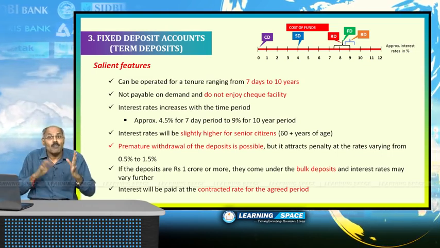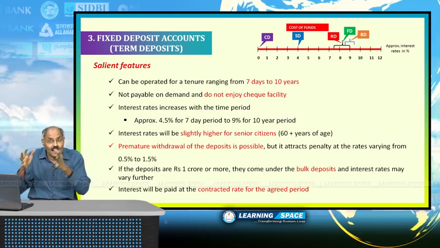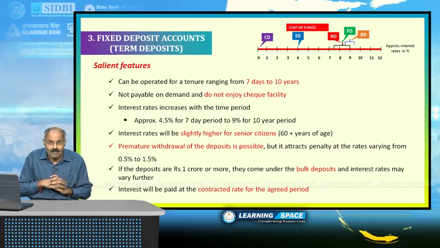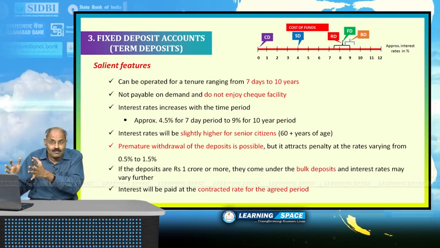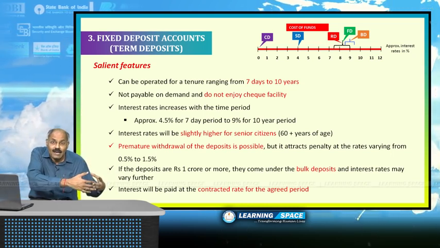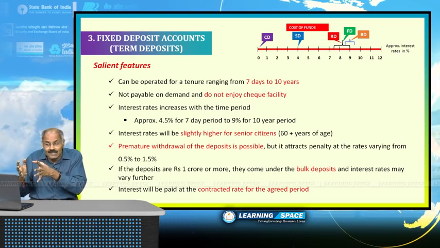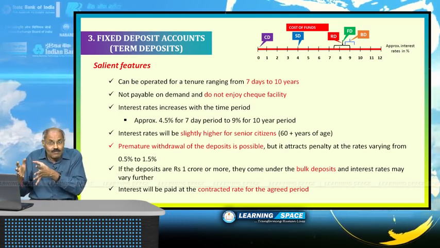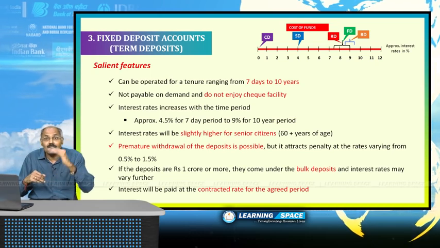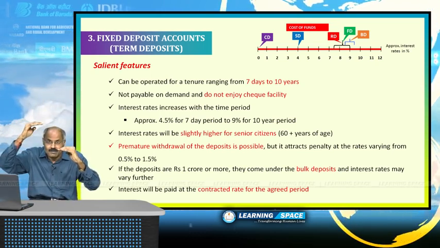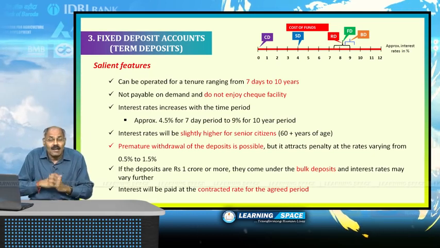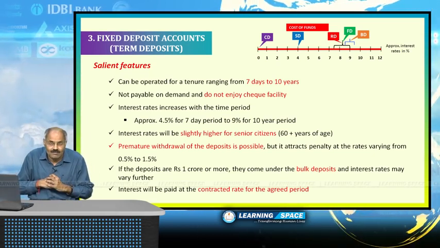The second important point is that nomination facility is available. It is advised to fix a nominee for each and every fixed deposit account. Checkbook facility is not available. Checkbook facility is available only for demand deposit accounts, that is savings and current account deposits. The other important aspect is that interest rates will be slightly higher for senior citizens. Senior citizens means 60 or 60 plus age group.